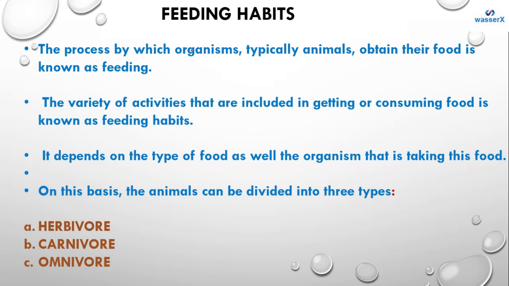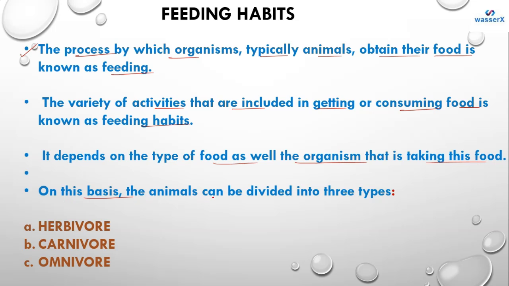Now here we have the feeding habits. Okay, so now we'll be studying how the feeding habits basically work. The process by which organisms, typically animals, obtain their food is known as feeding, right? The variety of activities included in getting or consuming food is known as feeding habits. It depends on the type of food as well as the organism that is taking this food.